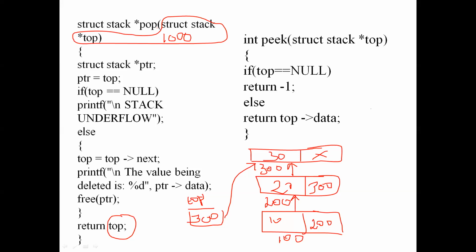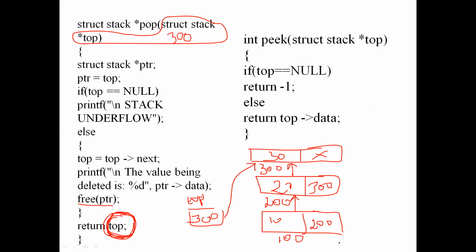So now what we are doing, I'm just pausing here at 300, which is nothing but top. After deleting with the free pointer, what happens? After deleting the first node, node 30 is deleted. Can you tell what is the value of this top now? Can anyone give a reply?